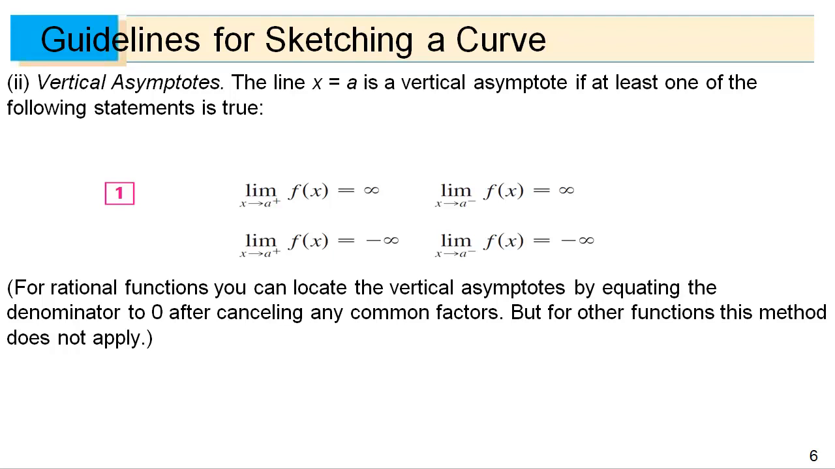Vertical asymptotes are very important because they really tell us where the function is undefined. And then it's also good to know what happens on each side of that point of discontinuity. Does the function blow up to infinity, or does it go down to negative infinity on each side of your vertical asymptote? Those are important things.